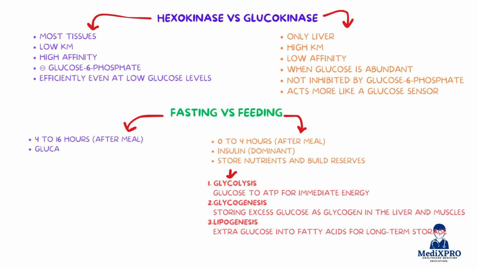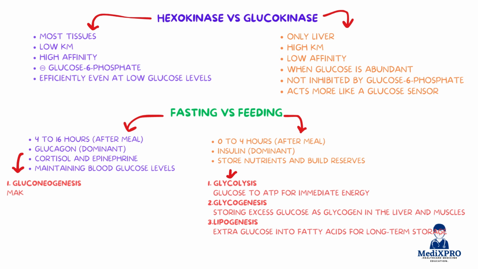In contrast, the fasting state or post-absorptive state begins several hours after eating, typically between 4 to 16 hours. Here, glucagon becomes the dominant hormone, supported by cortisol and epinephrine in prolonged fasting. The body now shifts its goal to maintaining blood glucose levels, especially to fuel vital organs like the brain and red blood cells. To achieve this, gluconeogenesis increases to make new glucose, glycogenolysis breaks down stored glycogen into glucose, lipolysis mobilizes fat for energy, and in later stages, ketogenesis kicks in to provide ketone bodies as an alternative fuel.